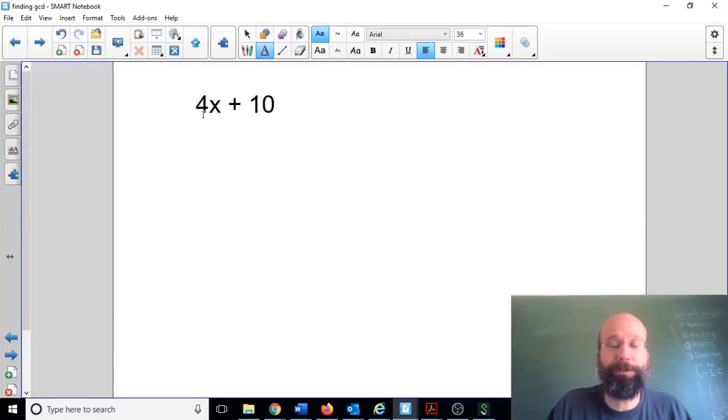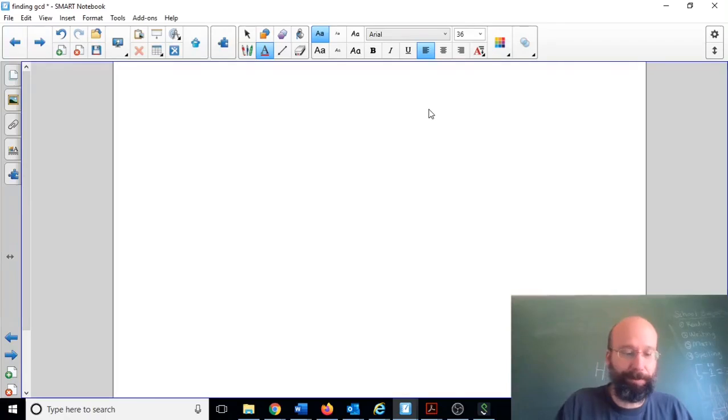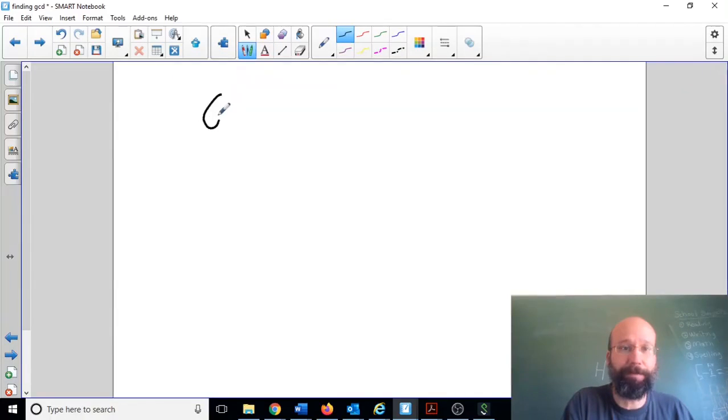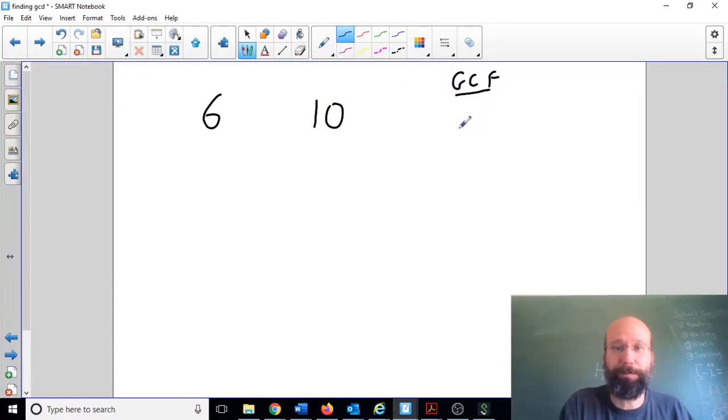The first thing you're going to do, no matter what, is take a look at the numbers. And the best way to do that, to find the greatest common factor of a number, is to use Desmos. You could do it by hand. I could go over here. Let's give different numbers. Let's just say we wanted to find the GCF of 6 and 10. Just the greatest common factor of those two numbers.